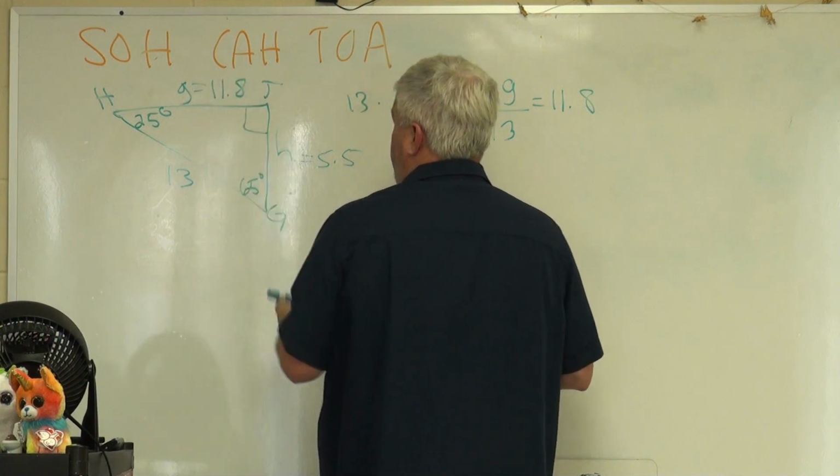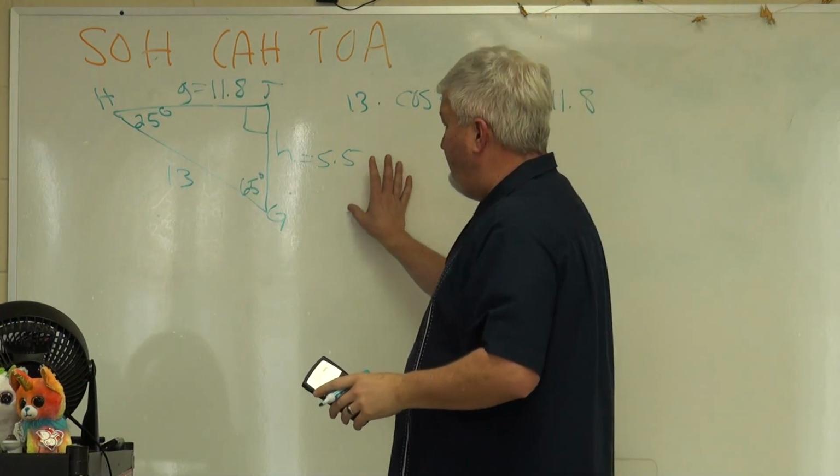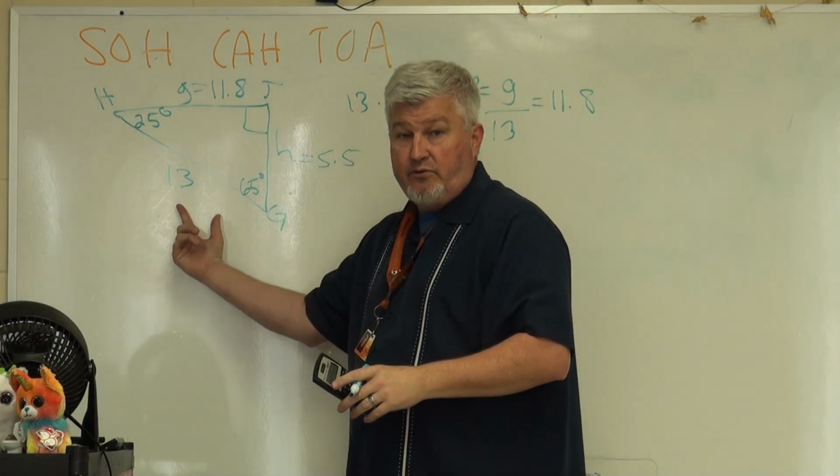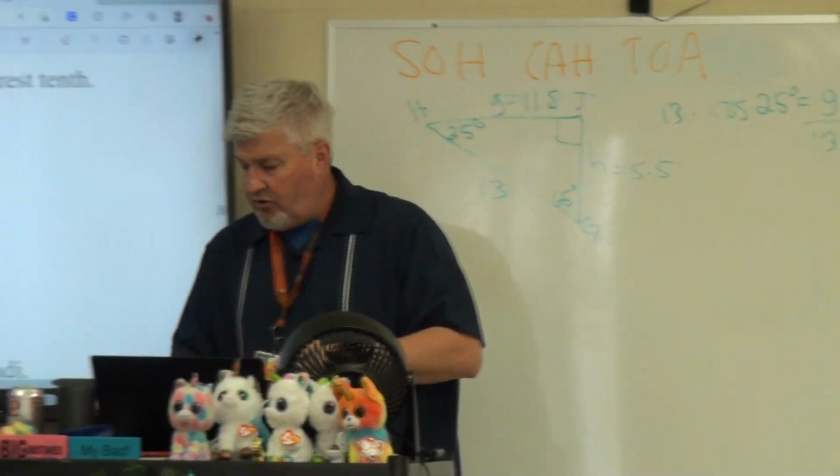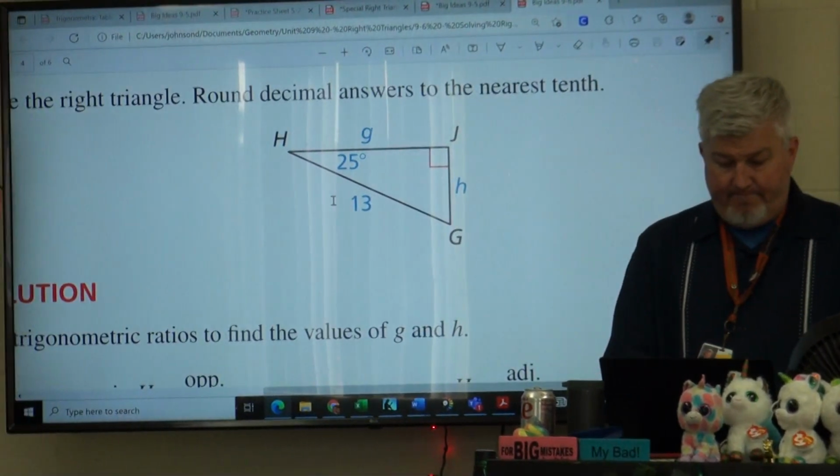Okay, and that's all you do. Just confirming both of these numbers should be smaller than the hypotenuse, and they are. So I feel pretty good about that answer. Okay, hopefully I'm not wrong. You know me, I don't ever make mistakes. Okay, good, we've got that solved.